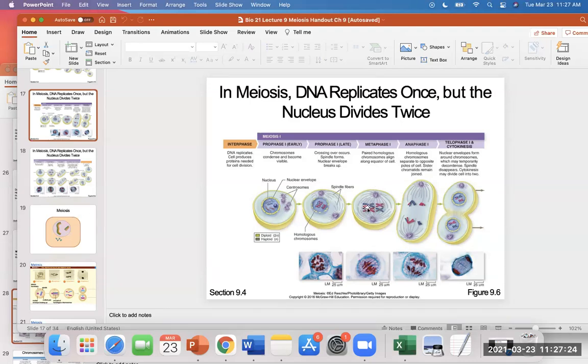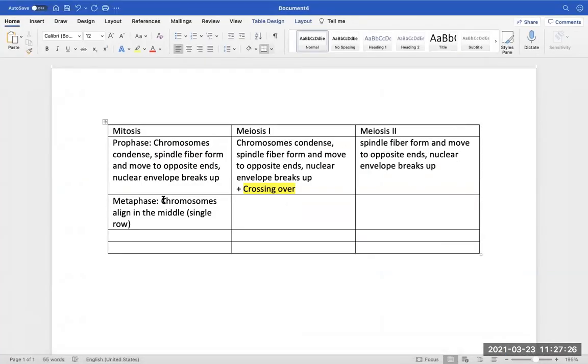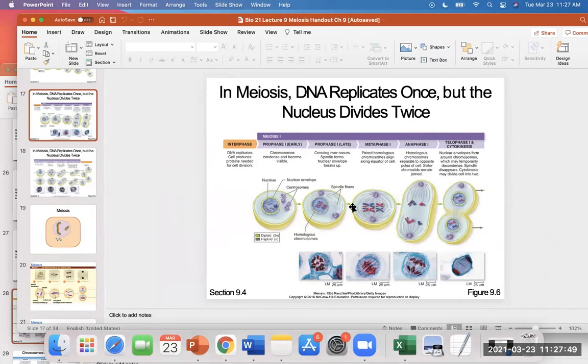And you have a double row. So I'm going to say paired homologous chromosomes align in the middle and you have a double row. So it's not single, it's double. And it's paired homologous chromosomes. Homologous means they have the same length, they have the genes at the same spot, and they look the same. So that's homologous. You have a double row.